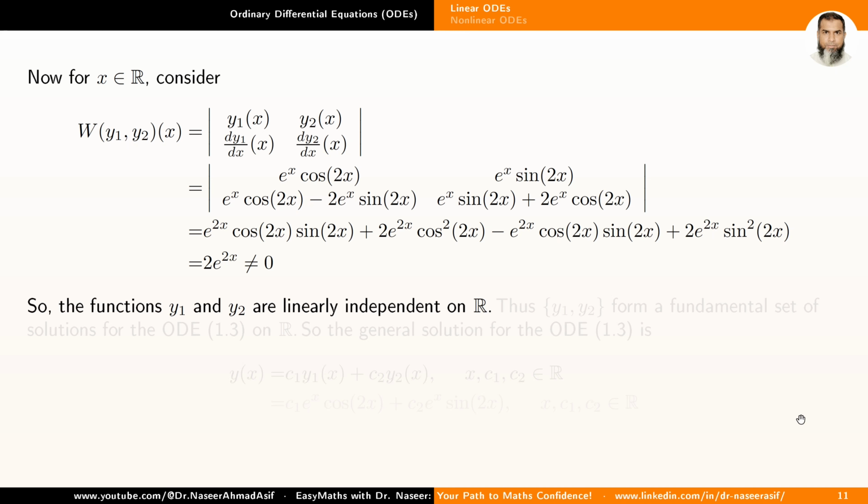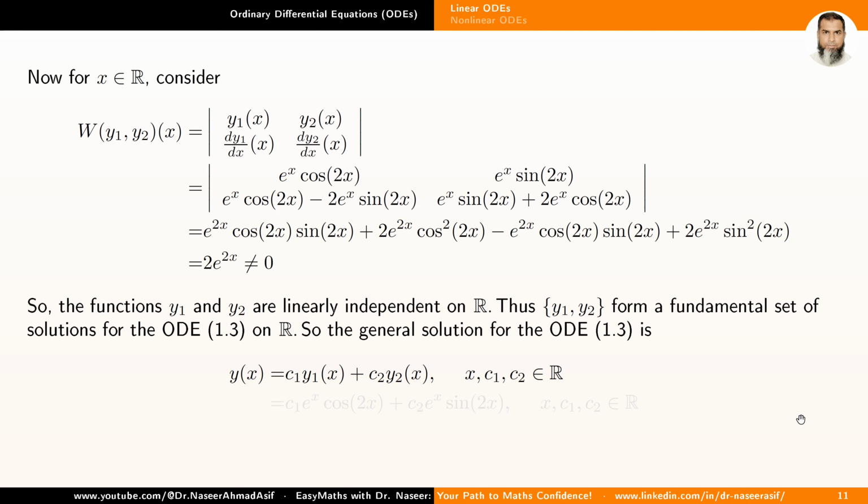So the functions y1, y2 are linearly independent on R. Thus y1, y2 form a fundamental set of solutions for the ODE 1.3 on R. So the general solution for the ODE 1.3 is y of x equal to c1 y1 of x plus c2 y2 of x, where c1, c2 are arbitrary constants. So y of x equals c1 e^x cos 2x plus c2 e^x sin 2x, where x belongs to R and c1, c2 are arbitrary constants, which is the required general solution of the given second order linear ODE.